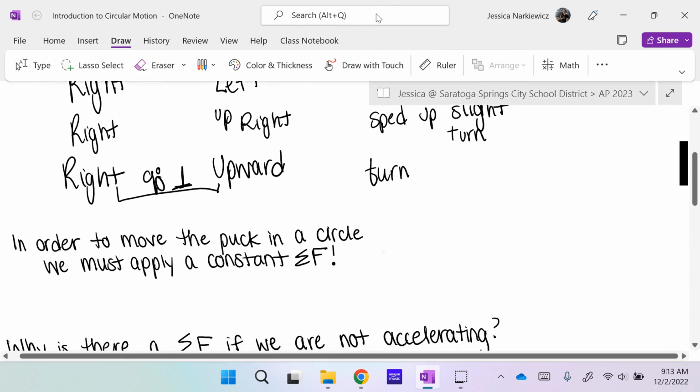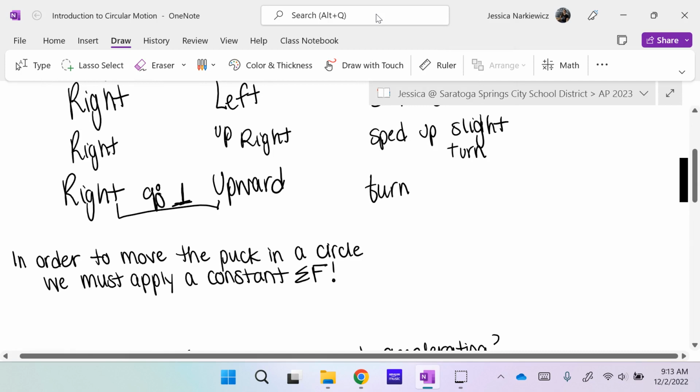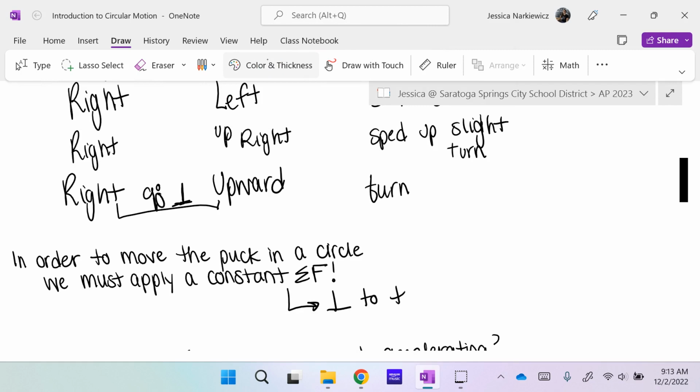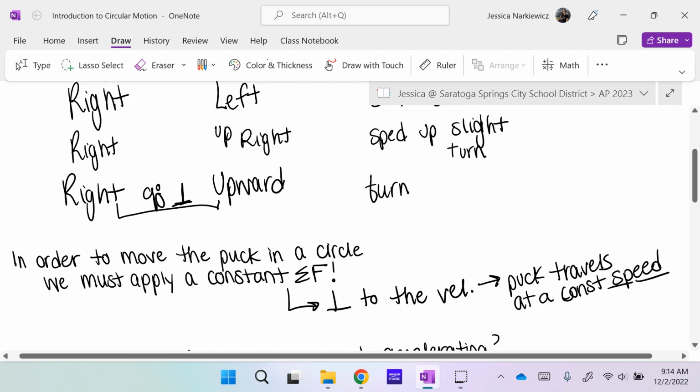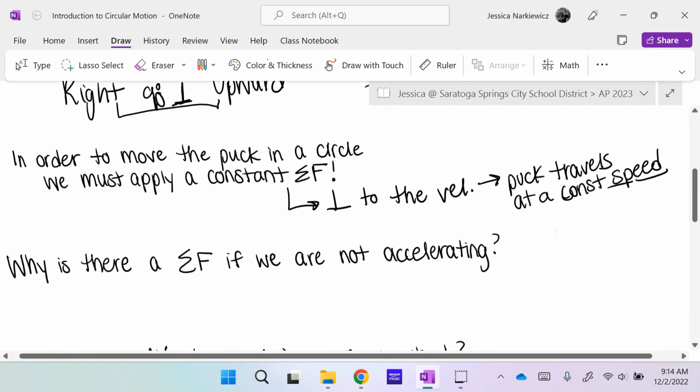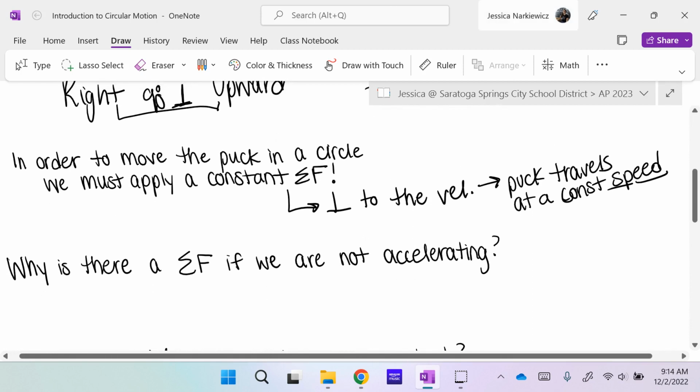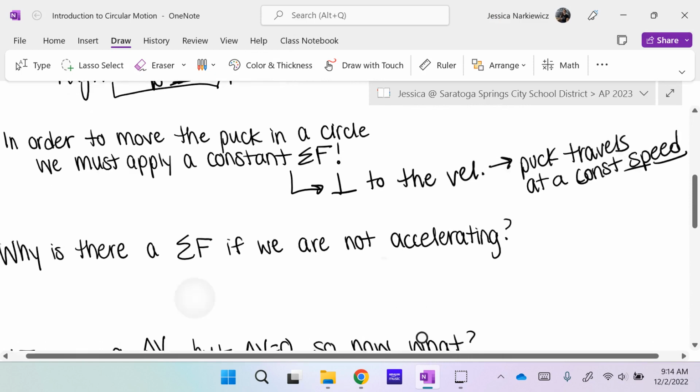So in order to move that puck in a circle, I had to apply a constant net force, and I had to apply it perpendicular to the velocity. And if I was better at doing it, I would see that the puck travels at a constant speed. And I'm being very cautious about the fact that I'm calling it a constant speed and not a constant velocity, because you might be asking, why is there a net force if we're not speeding up or slowing down?